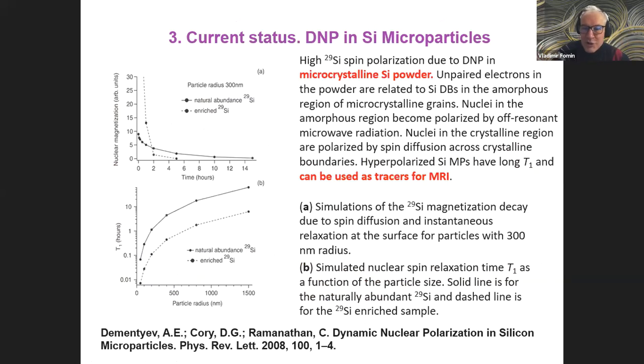I have very short time, but I nevertheless would like to bring you more recent achievements. And here it's going to microparticles, for example, in microcrystalline silicon powders, and nuclei in the amorphous region become polarized by off-resonant microwave radiation, while nuclei in the crystalline phase are polarized by spin diffusion, and therefore the typical times of these polarizations can be controlled simply by the ratio of the areas with amorphous or with crystalline phase.